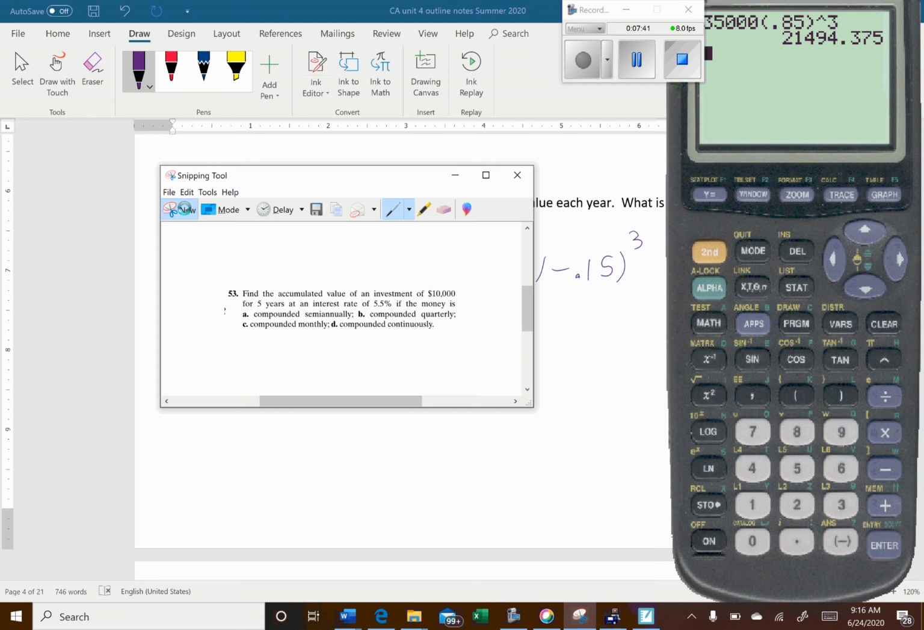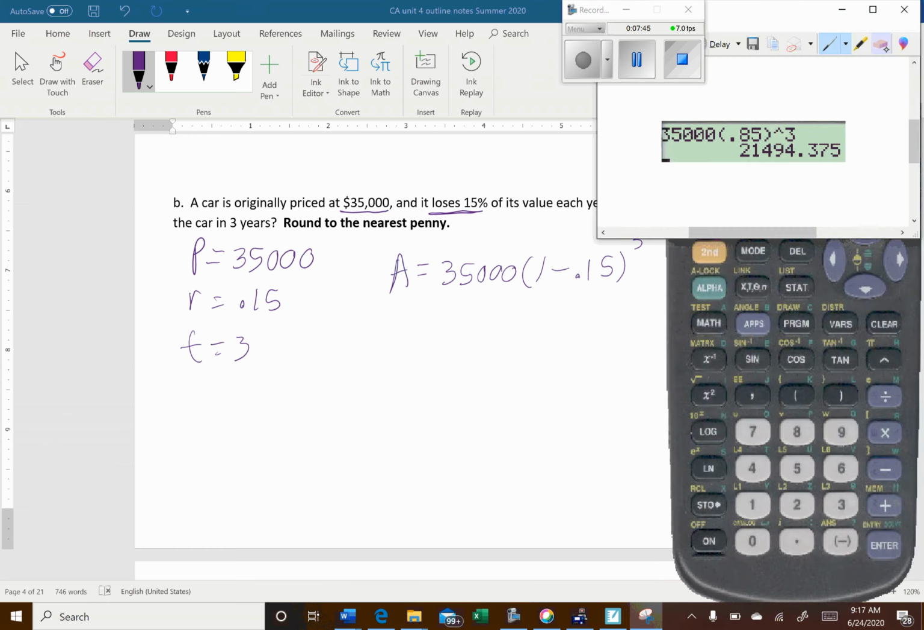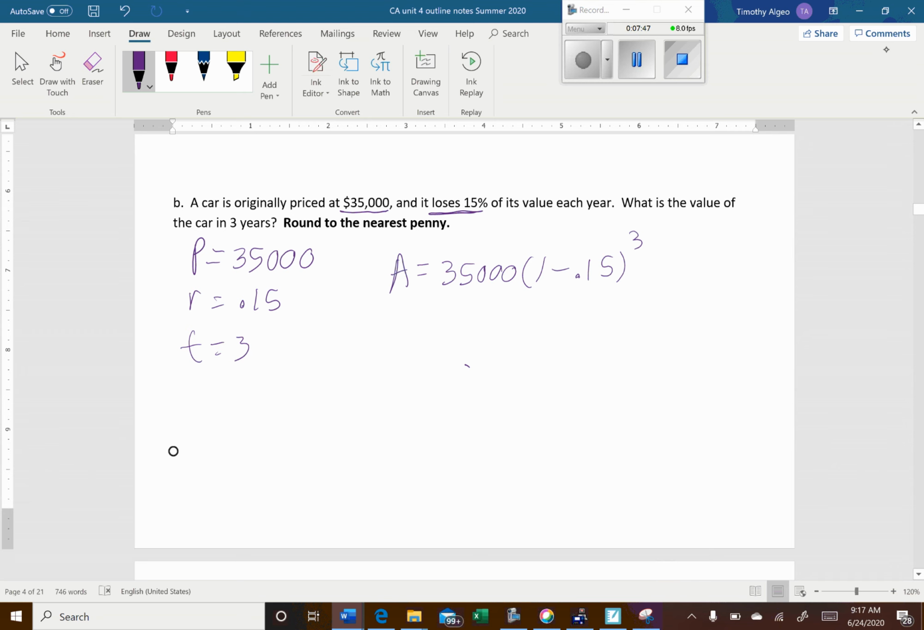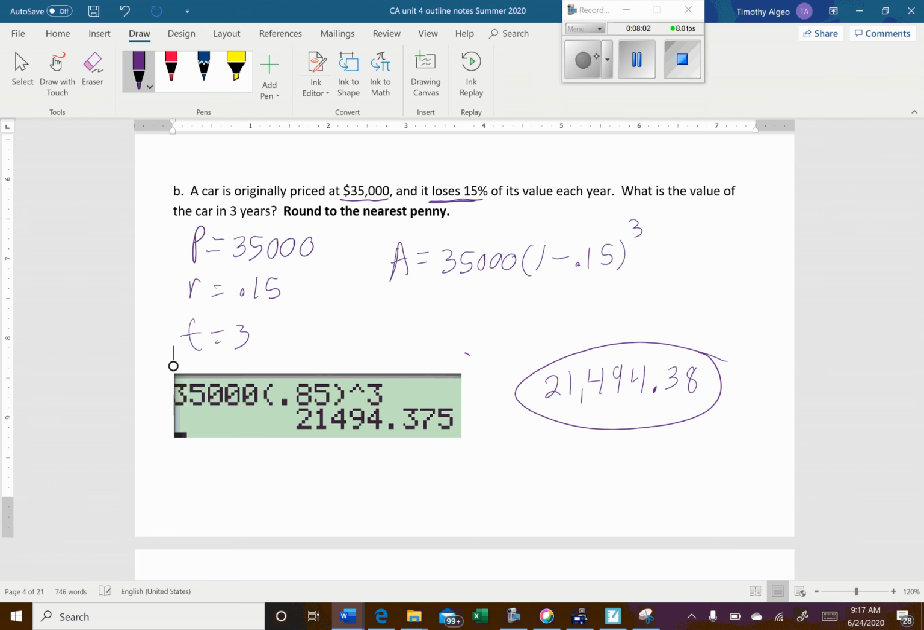So let me go ahead and take a picture of that. So there we are. So the car would be worth $21,494, and then we have to round that up to 38 cents if we're rounding to the nearest penny.